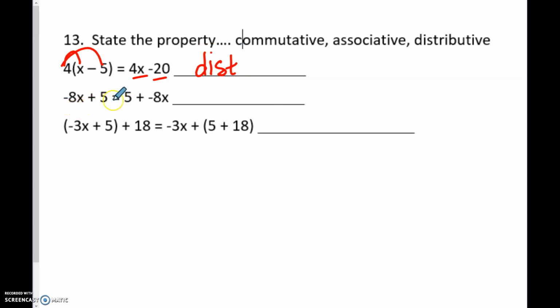Now they have the 5 first. So it was last, now it's first. So it switched the order, and the order is commutative. All right, 3 times 5, 18. 3 times 5, 18. All right, order stayed the same. We've got parentheses. Are we distributing anything in? No, so they just switched those groupings. So this is the associative property.